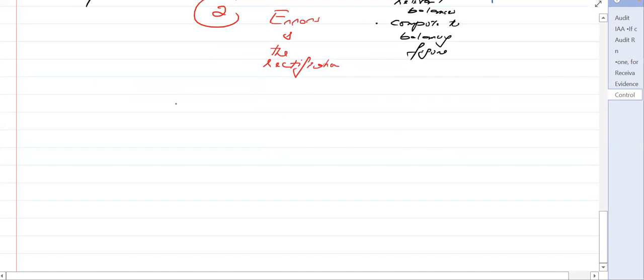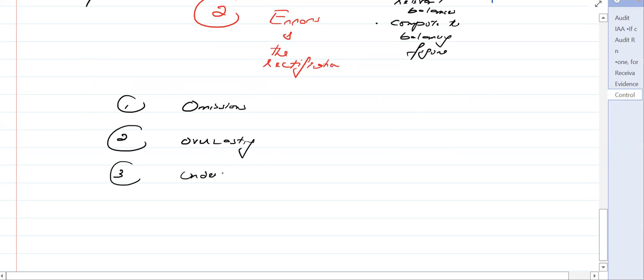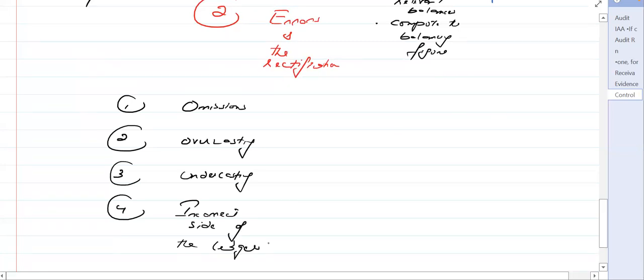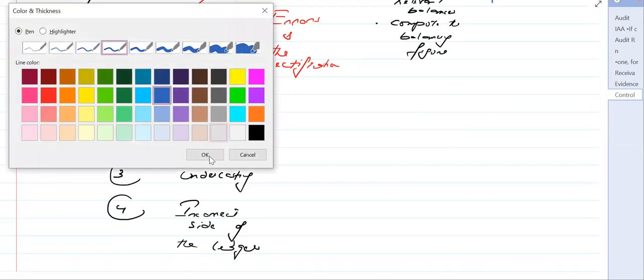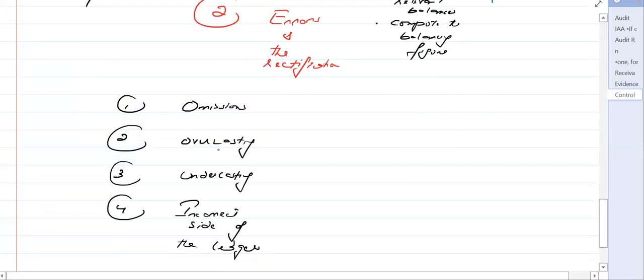So regarding the errors and the rectification, the error may be, for example, the omissions. The error may be the overcosting. The error may be undercosting. And the fourth one is posting on the incorrect side of the ledger. So these are the four common errors we usually have in an exam question.